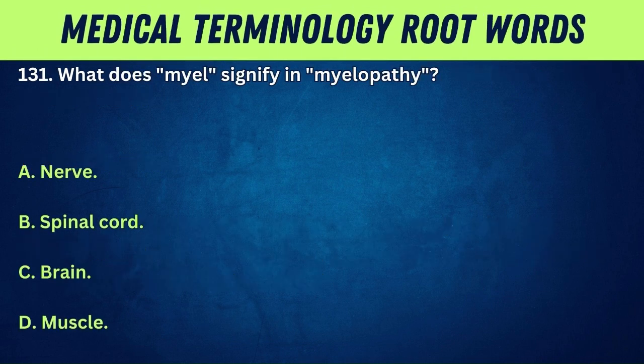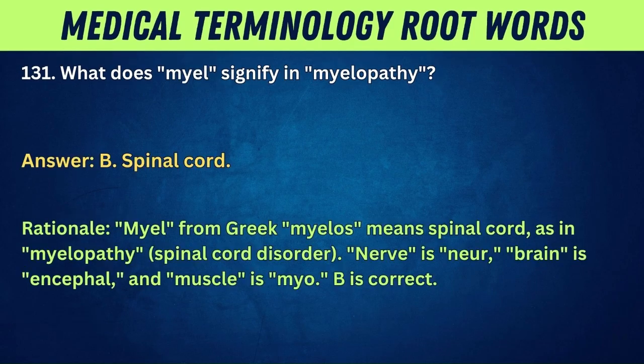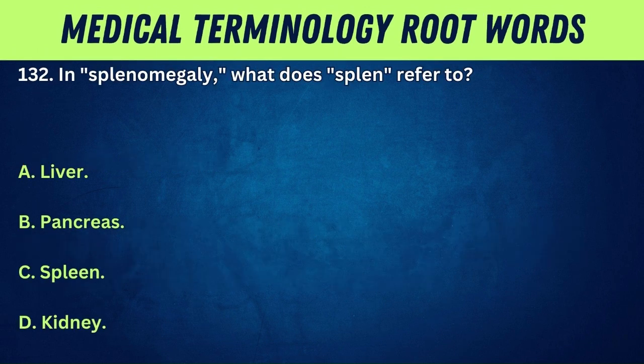131. What does myle signify in myelopathy? A. Nerve. B. Spinal cord. C. Brain. D. Muscle. Answer, B. Spinal cord. Rationale. Myle from Greek, mylos means spinal cord, as in myelopathy, spinal cord disorder. Nerve is nor, brain is encephal, and muscle is myo. B is correct.